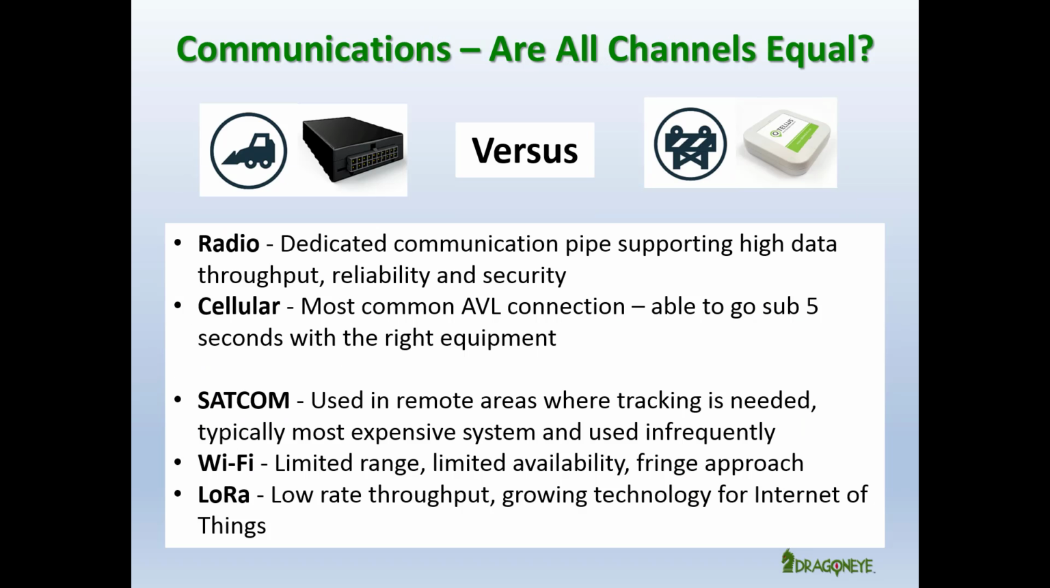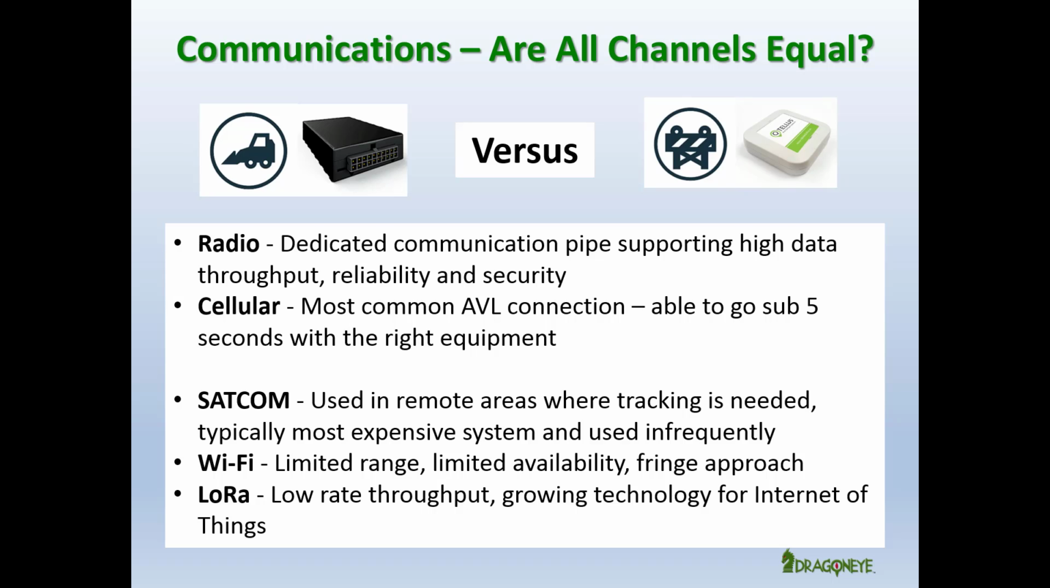The last thought on this one is how communication channels used by GPS tracking compare without consideration of price. Consider this slide. Radio. Dedicated communication pipe supporting high data throughput, reliability, and security. Cellular. Most common AVL connection, or automatic vehicle location connection, able to go sub 5 seconds with the right equipment. One or both of these approaches will be used in the vast majority of cases.